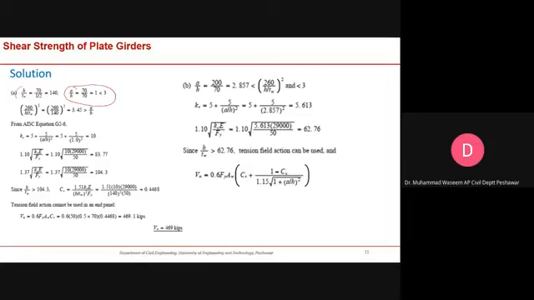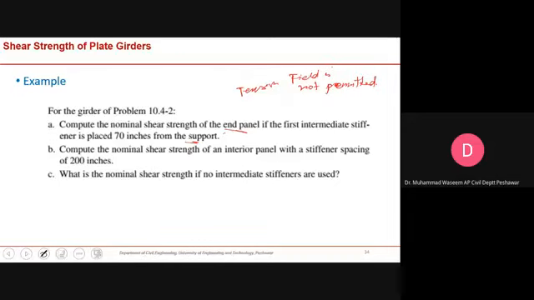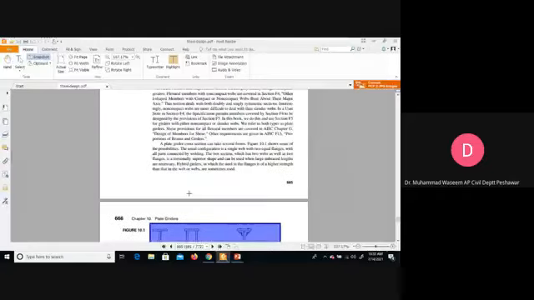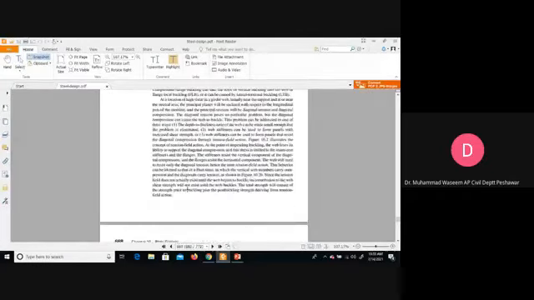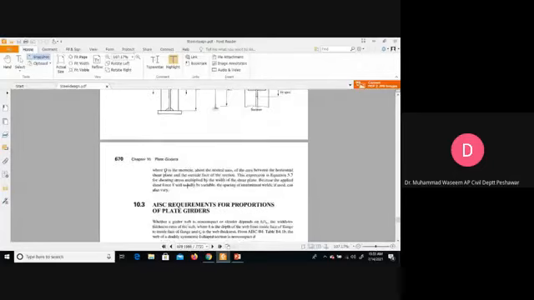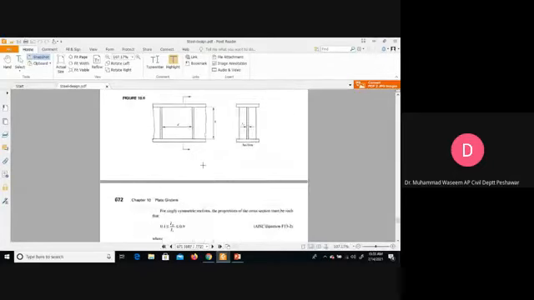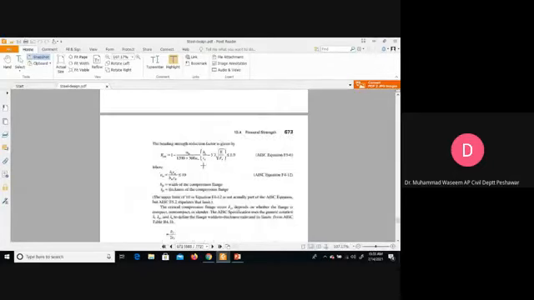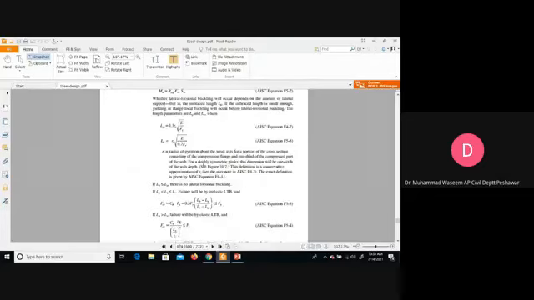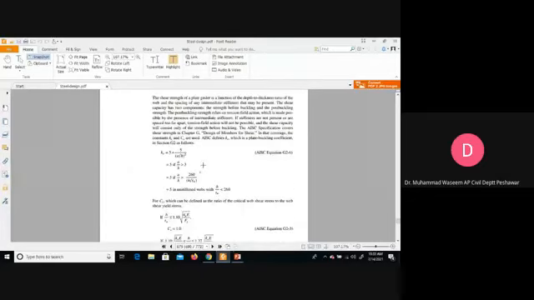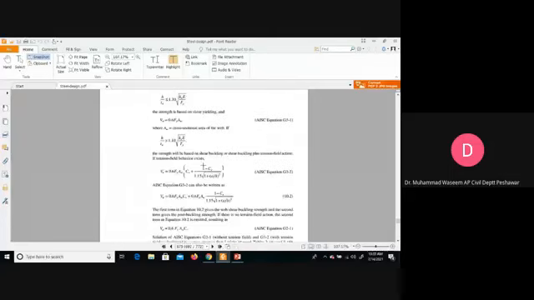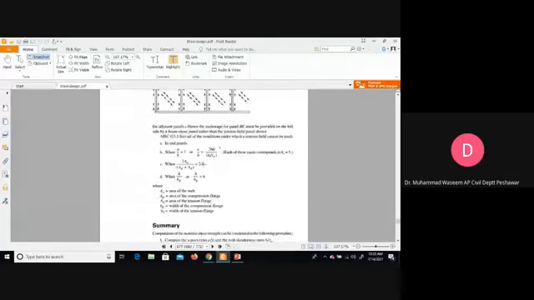So I will go to the book, and I will show you where to find how to check whether the tension field is permitted or it is not permitted. Let me see.